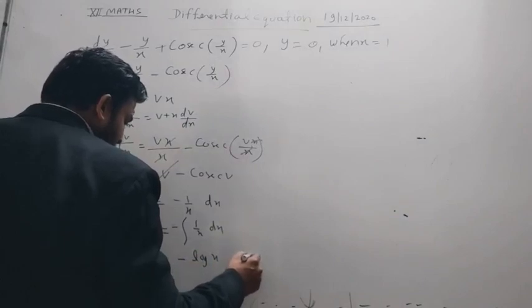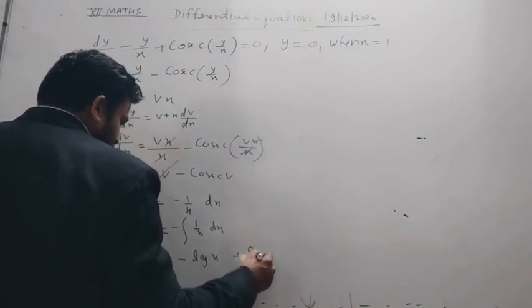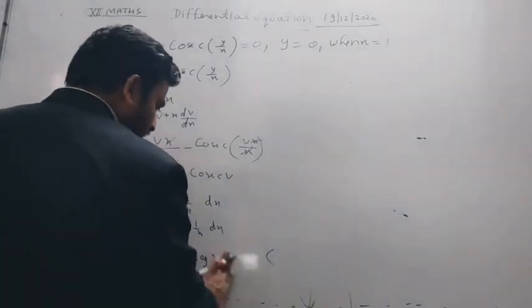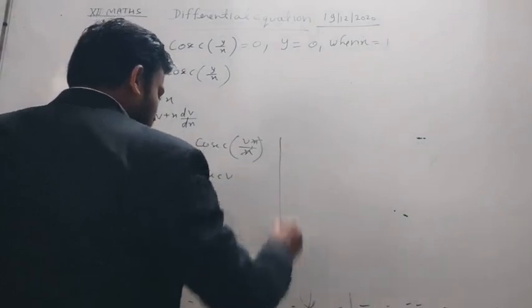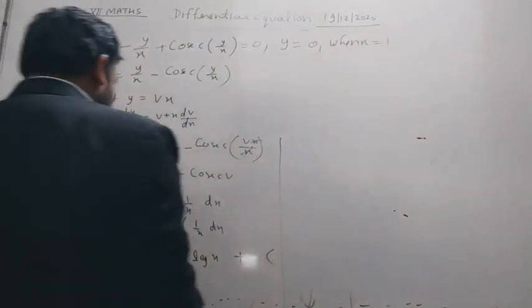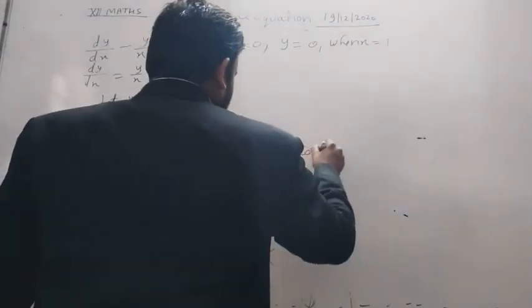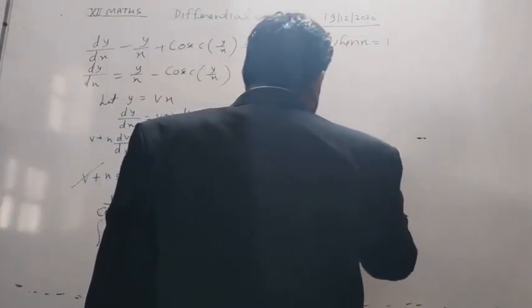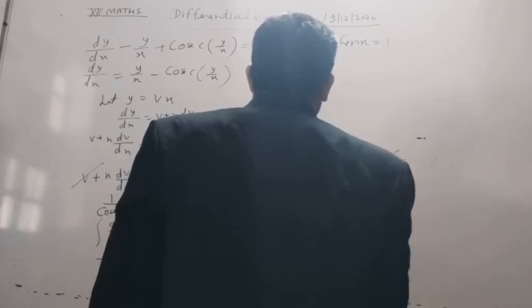plus log c. Okay student, and this term will be cancelled. We can write this is c, and this negative and negative sign will reduce. So cos v is equal to log x plus c.